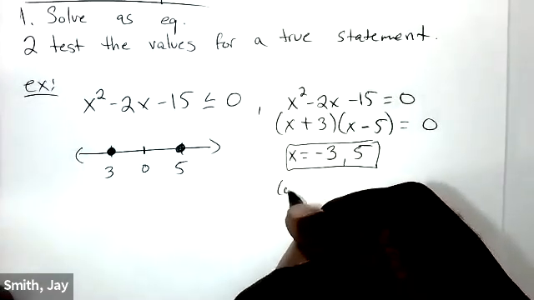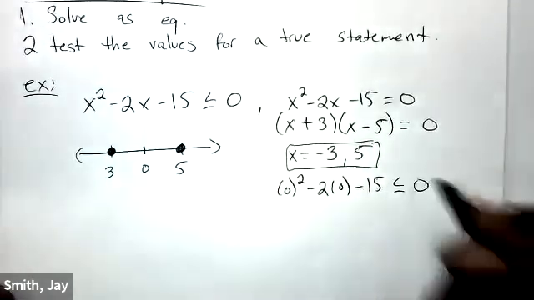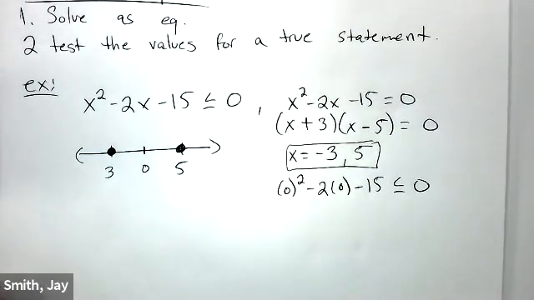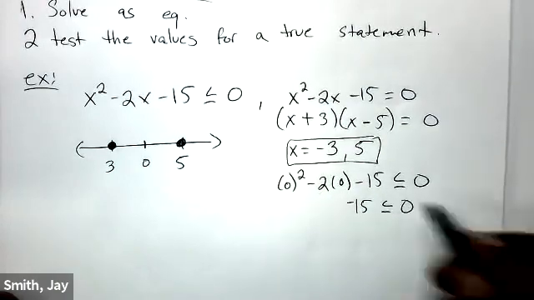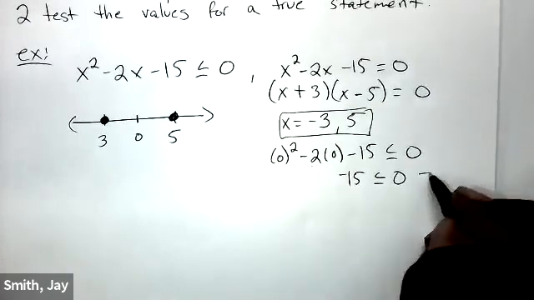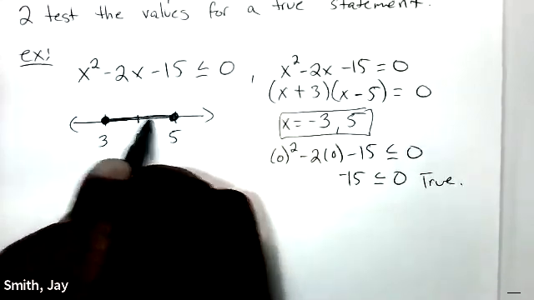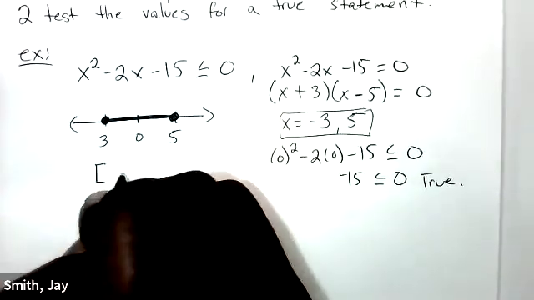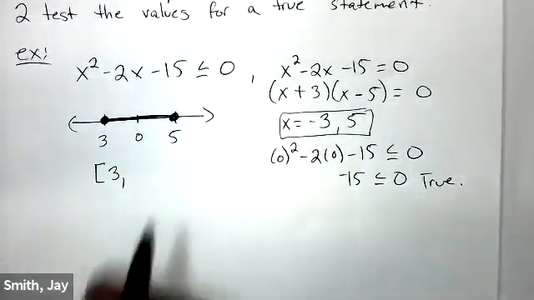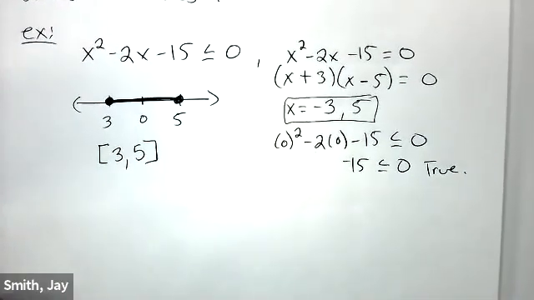So we're going to have x squared, or in this case, 0 squared, minus 2 times 0, minus 15, trying to see if this is less than or equal to 0. So that's going to give me 0 minus 15. Of course, that's -15. It's less than or equal to 0. This is a true statement. That lets me know that all the values in between -3 and 5 will work. So in interval notation, open bracket to show that -3 is a part of my solution set, comma 5, close bracket. This lets me know that every value in between -3 and 5, including both -3 and 5 themselves, is a part of my solution set.